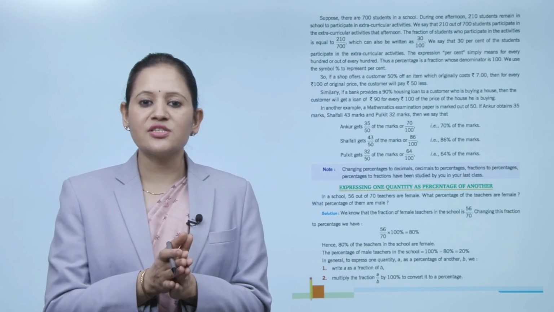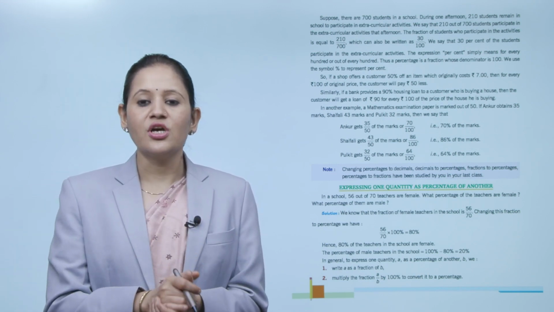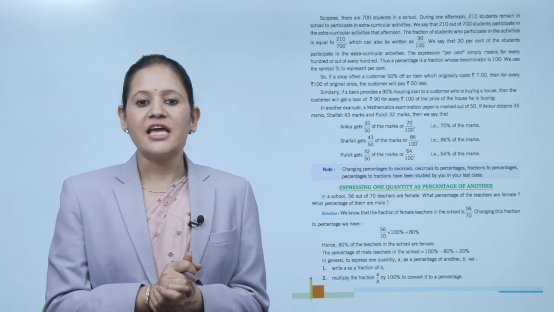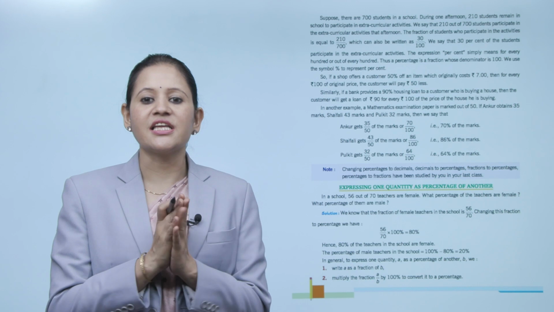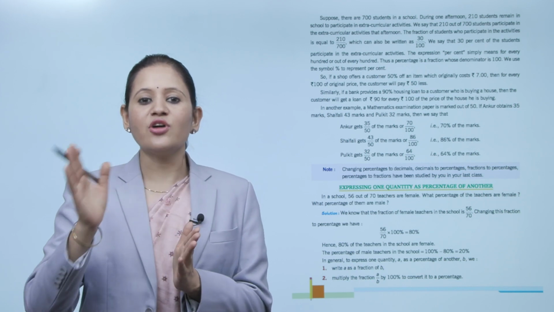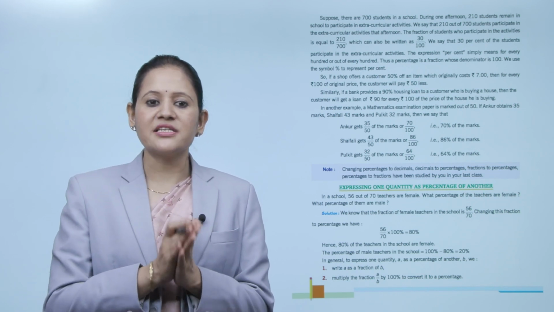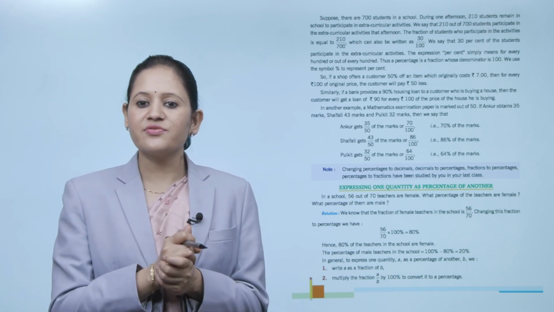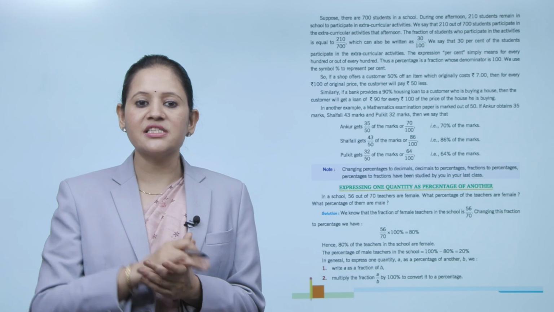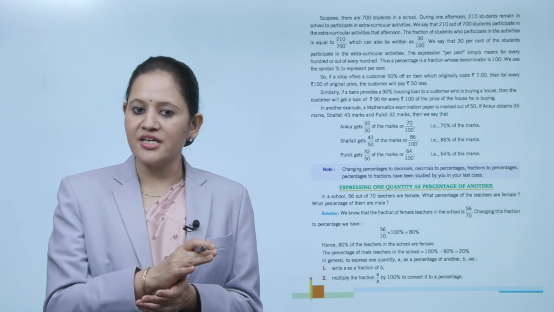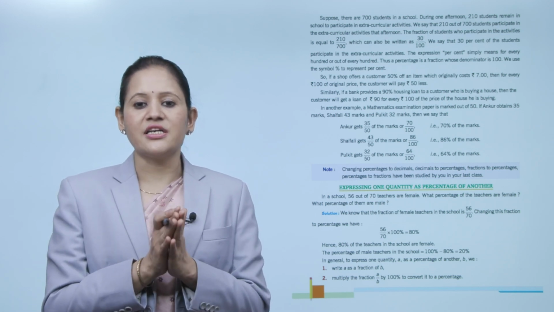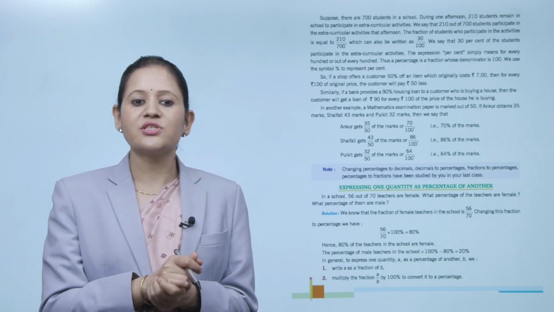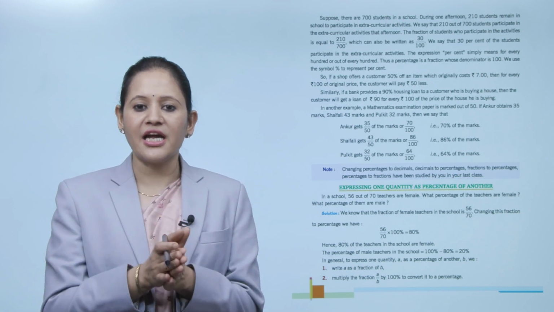Suppose there are 700 students in a school. During the afternoon, 210 students remain in school to participate in extracurricular activities. We say that 210 out of 700 students participated in extracurricular activities. That afternoon, the fraction of the students who participated in activities is equal to 210/700. We can also write it as 30/100. We say that 30% of the students participate in extracurricular activities.